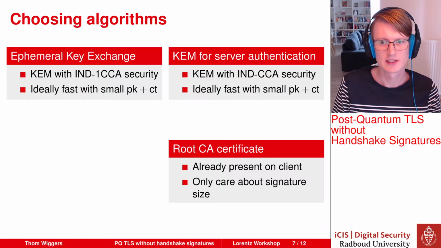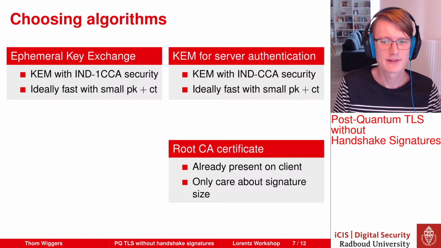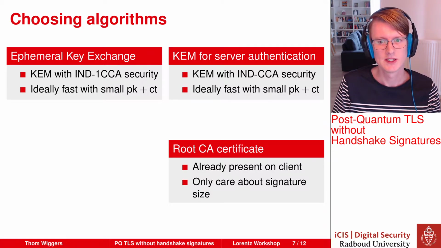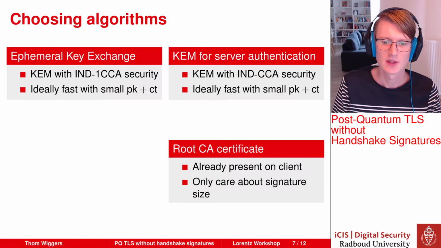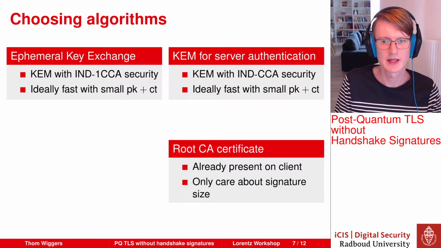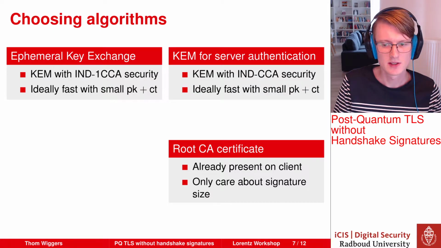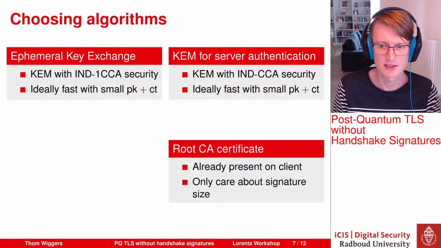Then we have a root certificate. And this is actually an interesting thing because that root certificate is already present on the client. That is the anchor of the authentication path. So the client needs to already have that. This implies that we only care about the size of a signature made with that algorithm. This has some interesting consequences if you are looking at what types of primitives you would pick, that some characteristics turn out to not matter in certain applications, like public key size.